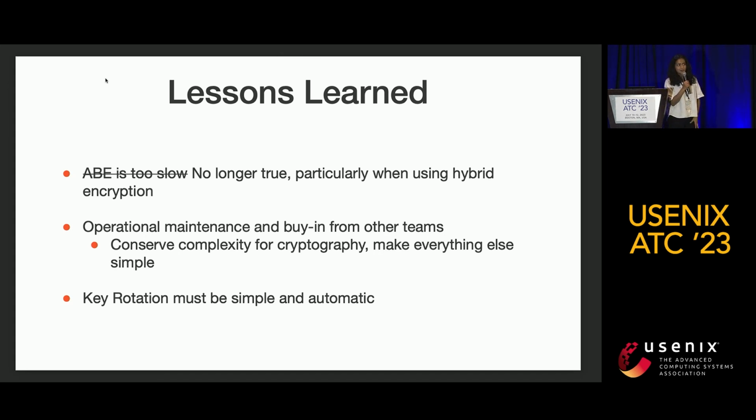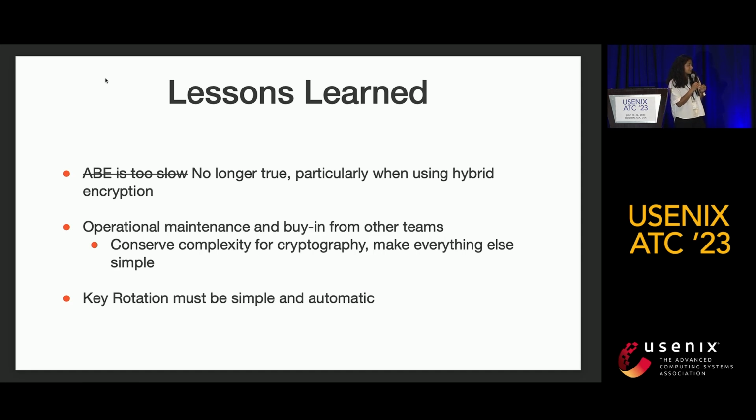Lessons learned. The main thing is ABE is too slow. I've given this talk at Real World Crypto, which is a venue where people talk about real world crypto deployments, and this is something that you encounter every time you talk about ABE: isn't it too slow? But that's really not true anymore. Especially when you use it like you use public key encryption, in a hybrid way, it's definitely very applicable for many applications.